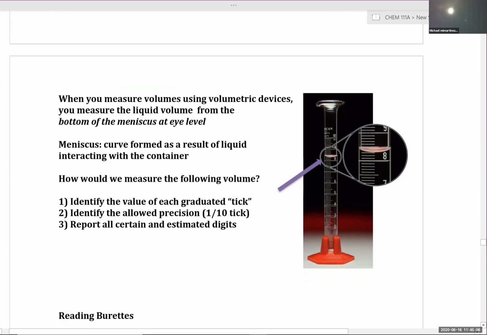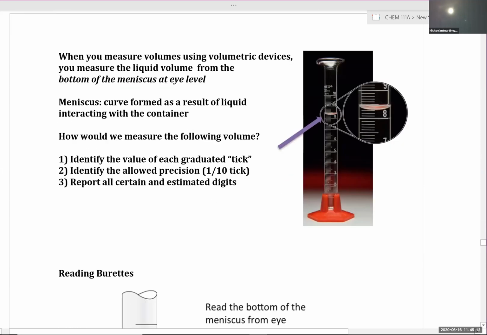Okay, so let's get down to the important details for measuring volumes. When you measure volumes using volumetric devices, you need to measure the liquid volume from the bottom of the meniscus at eye level. So this is the standard. If you zoom into a liquid, you may notice this curvature in the liquid surface. That's due to differing interactions with the glass versus the liquid interacting with itself. And this is known as a meniscus. For water, the meniscus is concave. If you happen to do a titration with mercury, it'll be convex. So you're going to measure your volumes from the bottom of the meniscus at eye level.